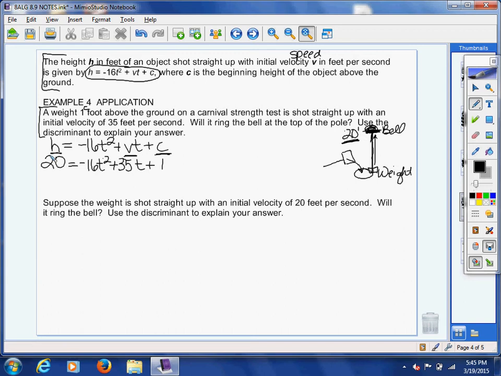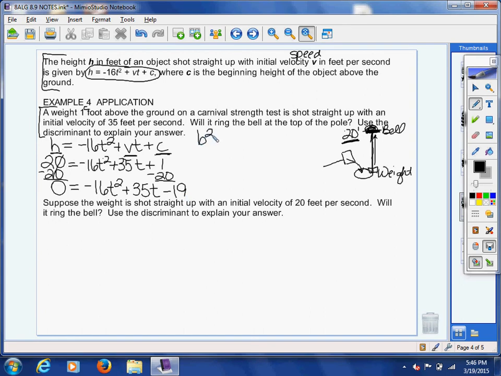So remember, we can't use the discriminant just yet to solve this problem. We have to get 0 by itself on one side. I don't clearly know what C is just yet, so I've got to subtract 20 from each side. 0 has to be on one side. You cannot solve for the discriminant if 0 is not by itself. Okay, now we have enough information. I know what A, B, and C are. A is negative 16, B is 35, C is now negative 19, because I had to move that 20 over. 1 minus 20 is negative 19.